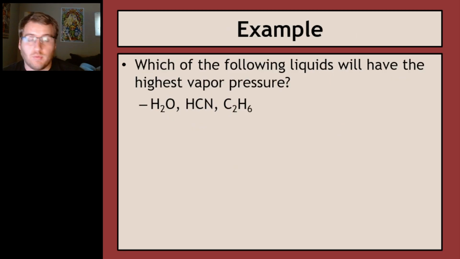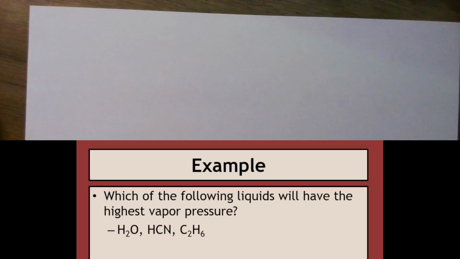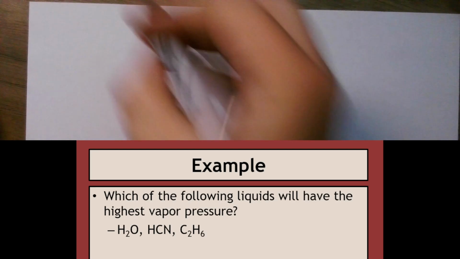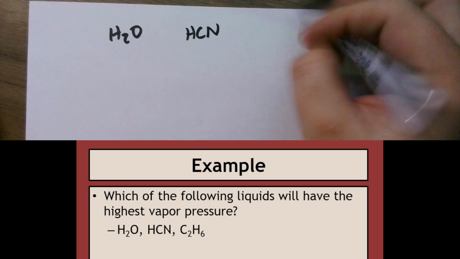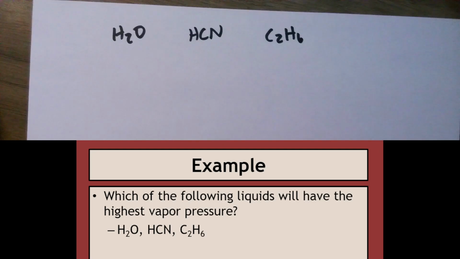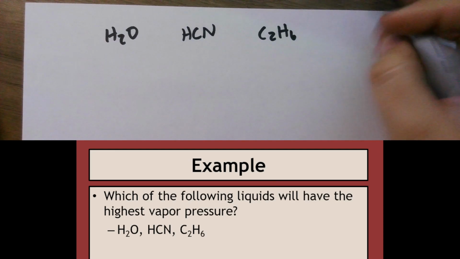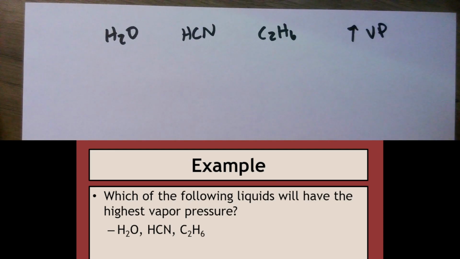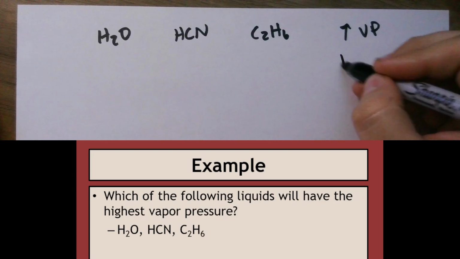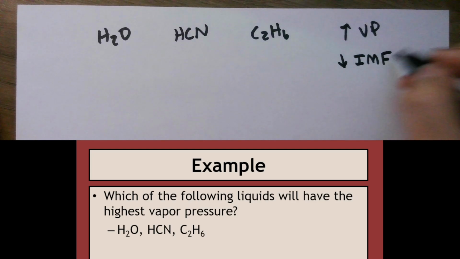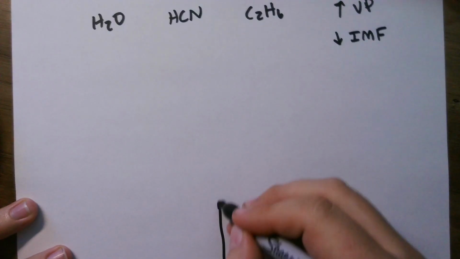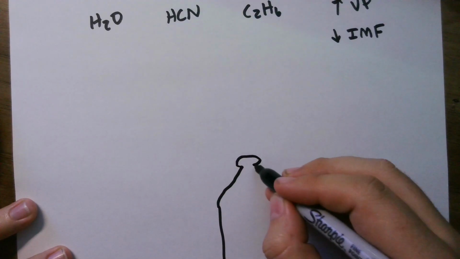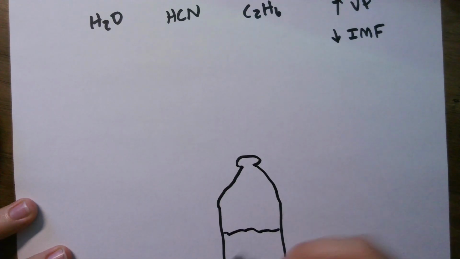So an example will look like this. Which of the following liquids has the highest vapor pressure? So I'm just going to take a look at all of my different liquids here. H2O, HCN, C2H6. All right, so I'm looking for the highest vapor pressure, which is backwards. I need the one with the lowest intermolecular force. You can kind of think about it, you've got a bottle, and you have some liquid in here.